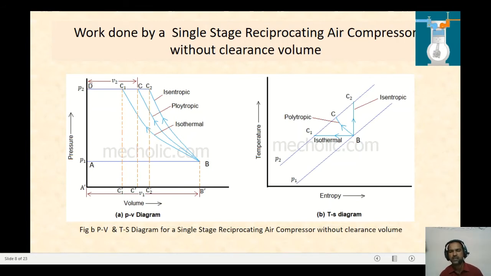Open cycle means after completion of one cycle, again the fresh air will be drawn from the inlet valve and again it will be delivered to the delivery valve. After completion, again the fresh air will enter into the cylinder through the suction valve. So for every cycle we are going to use fresh air inside the cylinder. So it is called an open cycle single stage reciprocating air compressor.